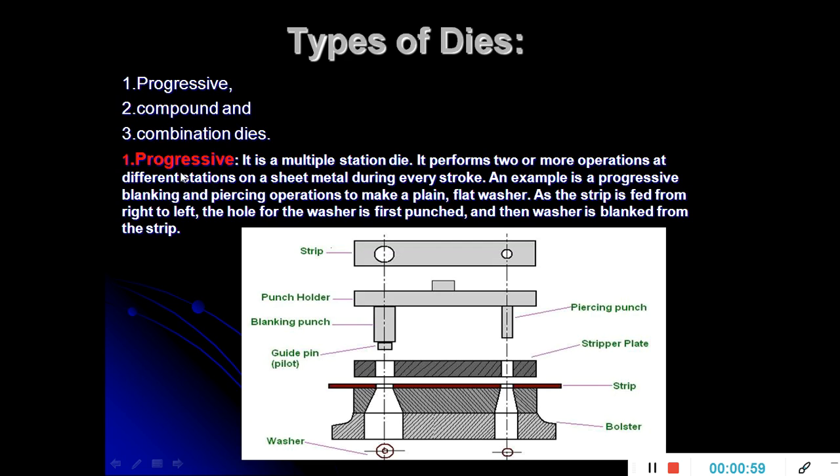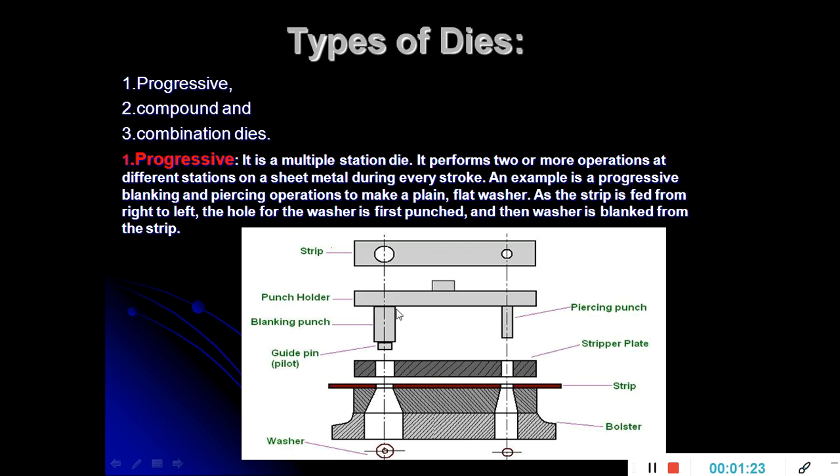The very first one is known as the progressive die. This is the most often asked question in the final examination. Any one of these dies is a compulsory question for the VTU examination, either the progressive die, compound die, or combination die. Now we'll start with the very first one, the progressive die.